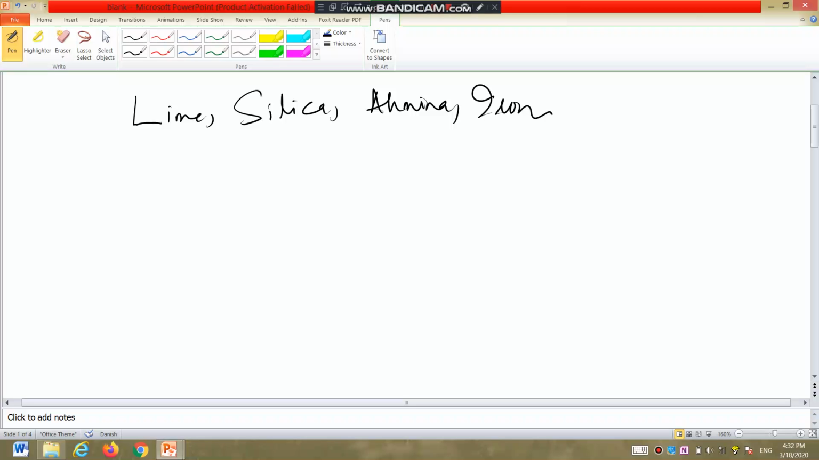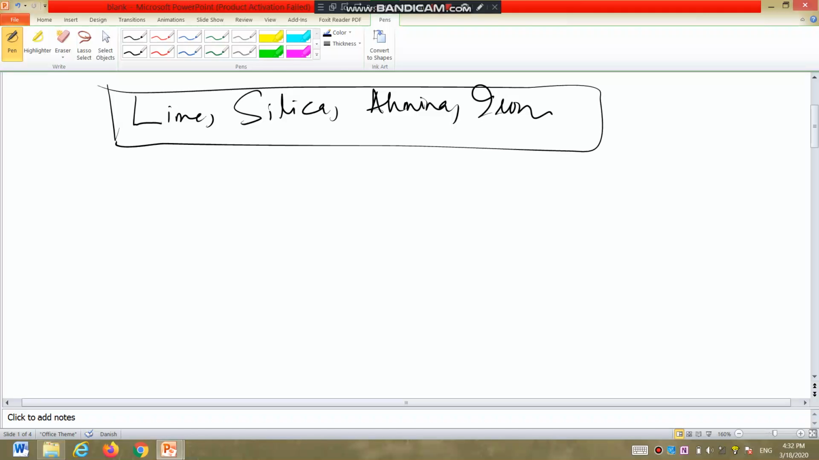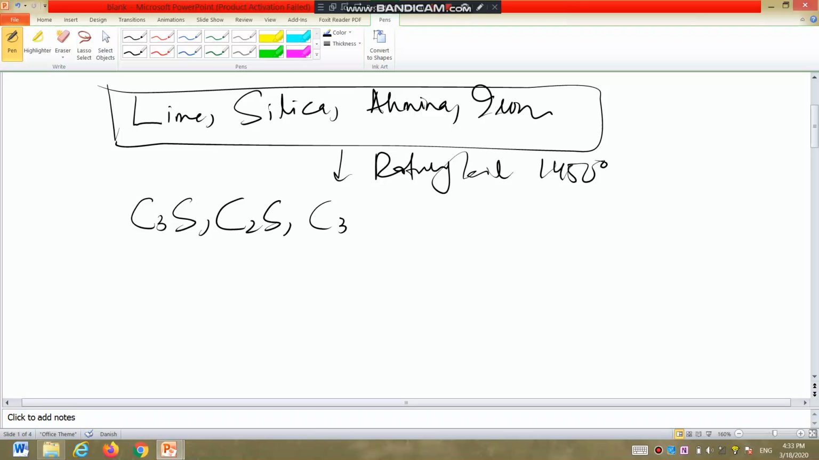These raw materials are crushed together and then transported and shifted to a rotary kiln, in which they are heated at a temperature of about 1450 degrees centigrade. This high temperature changes the chemical composition of ingredients and they fuse together to form new chemical compounds. Some of the chemical compounds that are produced are tricalcium silicate, dicalcium silicate, tricalcium aluminate, and tetracalcium aluminoferrate.